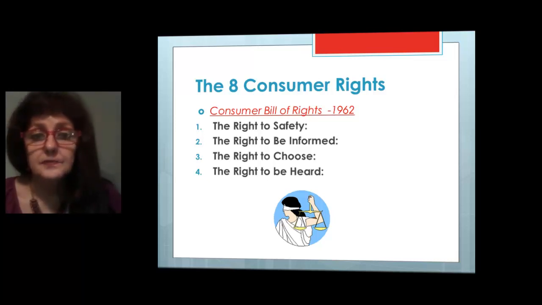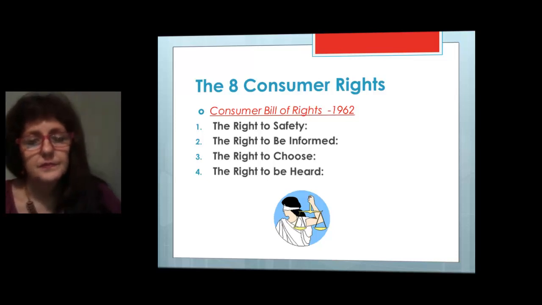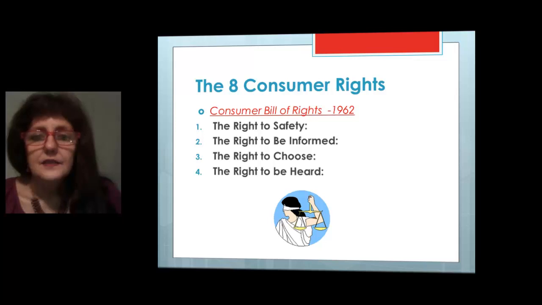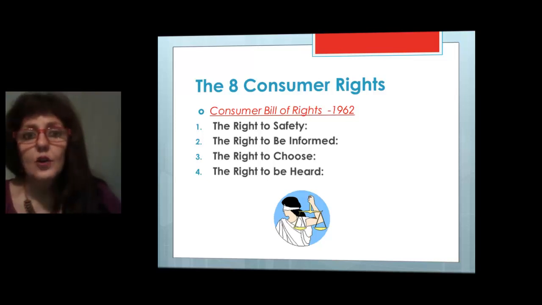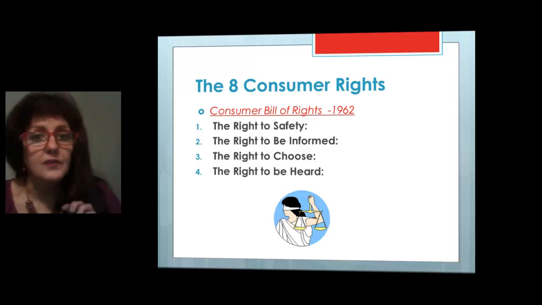John Kennedy said that the four rights would be the right to safety, the right to be informed, the right to choose, and the right to be heard. The Consumer Bill of Rights was established by John Kennedy when he made a speech to Congress. All these four rights make up the Bill of Rights. Let's talk about these four first, okay?